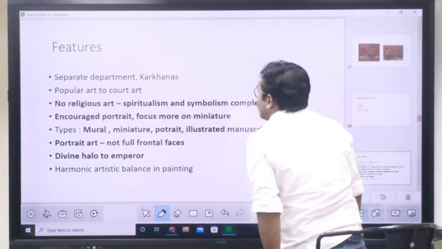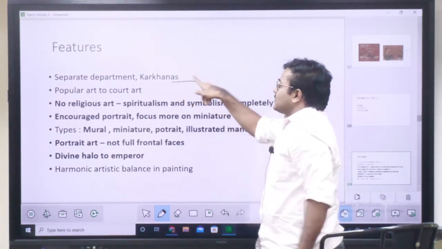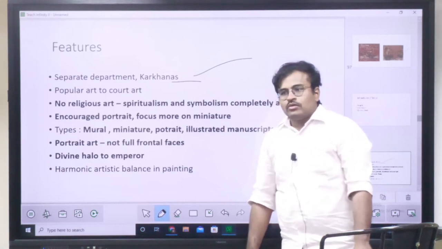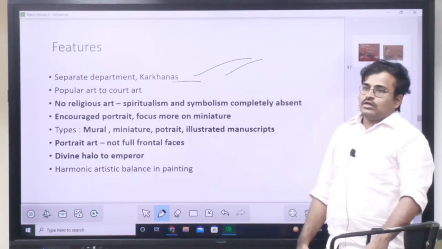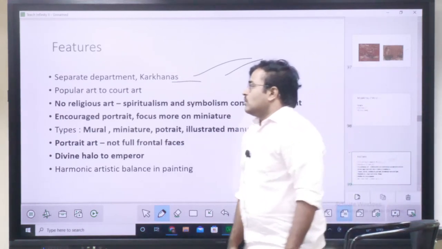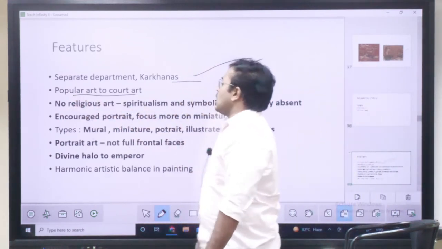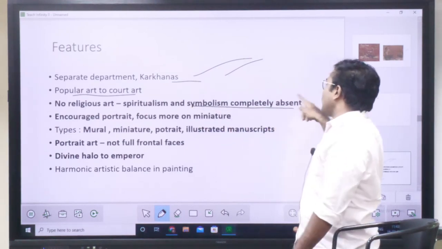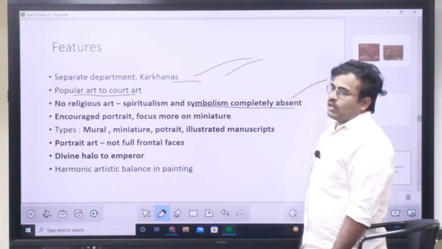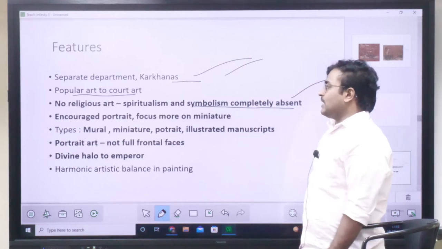Now, features. They also established a separate department or Karkhana. Karkhana is a factory. So a painting factory is also there for the Mughals. Both popular art and court art are depicted. And there is no religious art. Spiritualism and symbolism are completely absent in Mughal paintings. Spiritualism is completely absent.